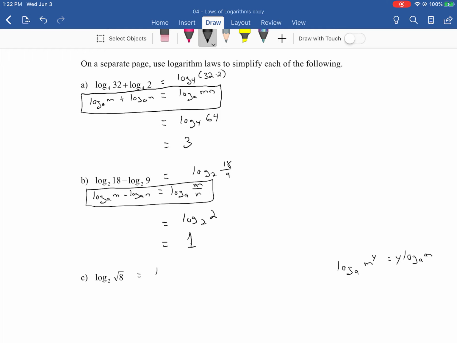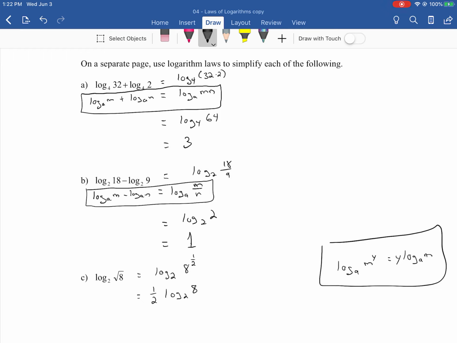But watch what happens if I write 8 to the 1/2. That's what root 8 is. Square root of 8 is 8 to the 1/2, and that puts that up as an exponent, and now I can use log law 3 and bring that exponent out front. How nice is that? That complicated square root part became a complicated 1/2 part, which moved out front to become a multiplier of 1/2.